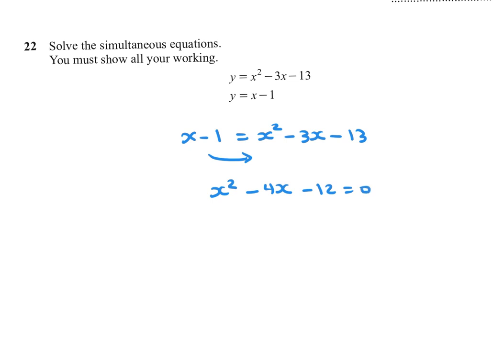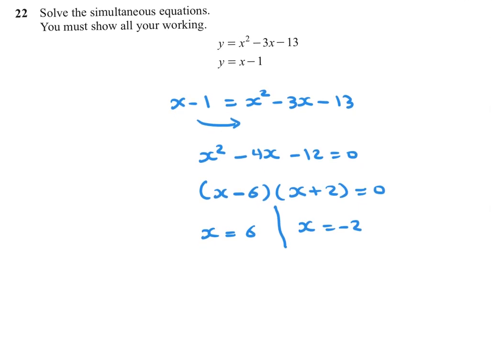This equals 0. Now factorize, or you can use your calculator to factorize. (x minus ...)(x plus ...): two numbers that multiply to get negative 12 and add to get negative 4, so negative 6 and positive 2, equals 0. So we have x = 6 or x = -2. If x equals 6, you can substitute to find y. y = x - 1. So y equals 6 minus 1, which is 5. So y = 5.